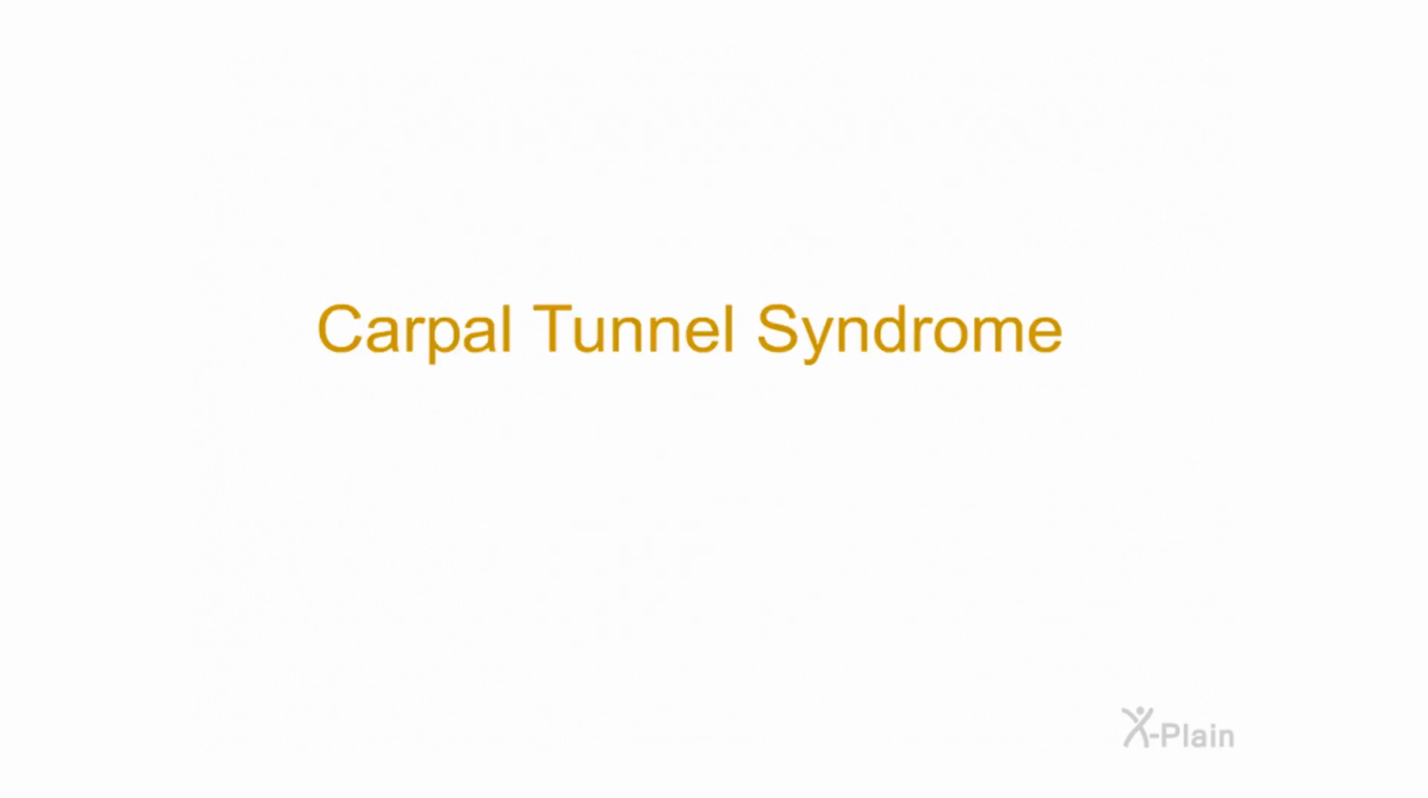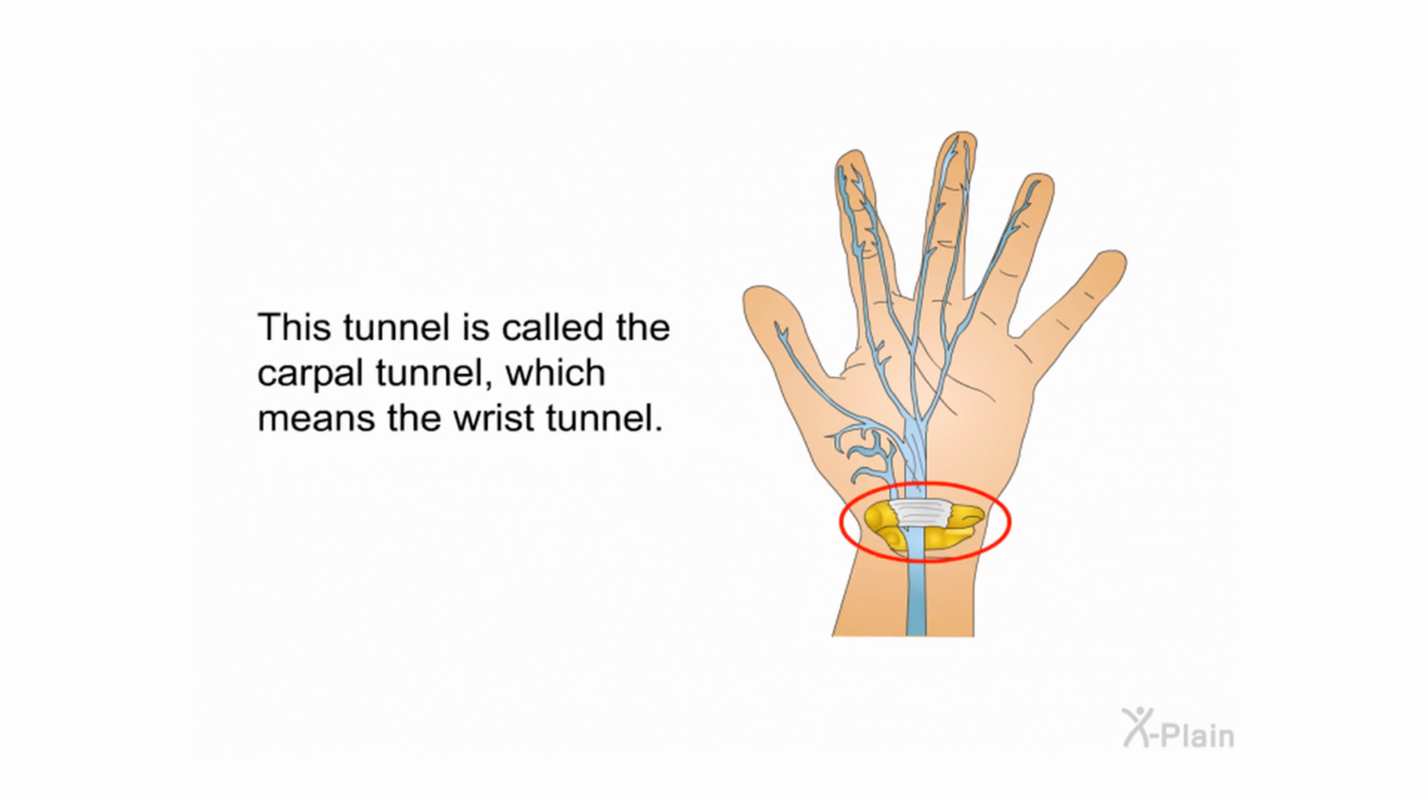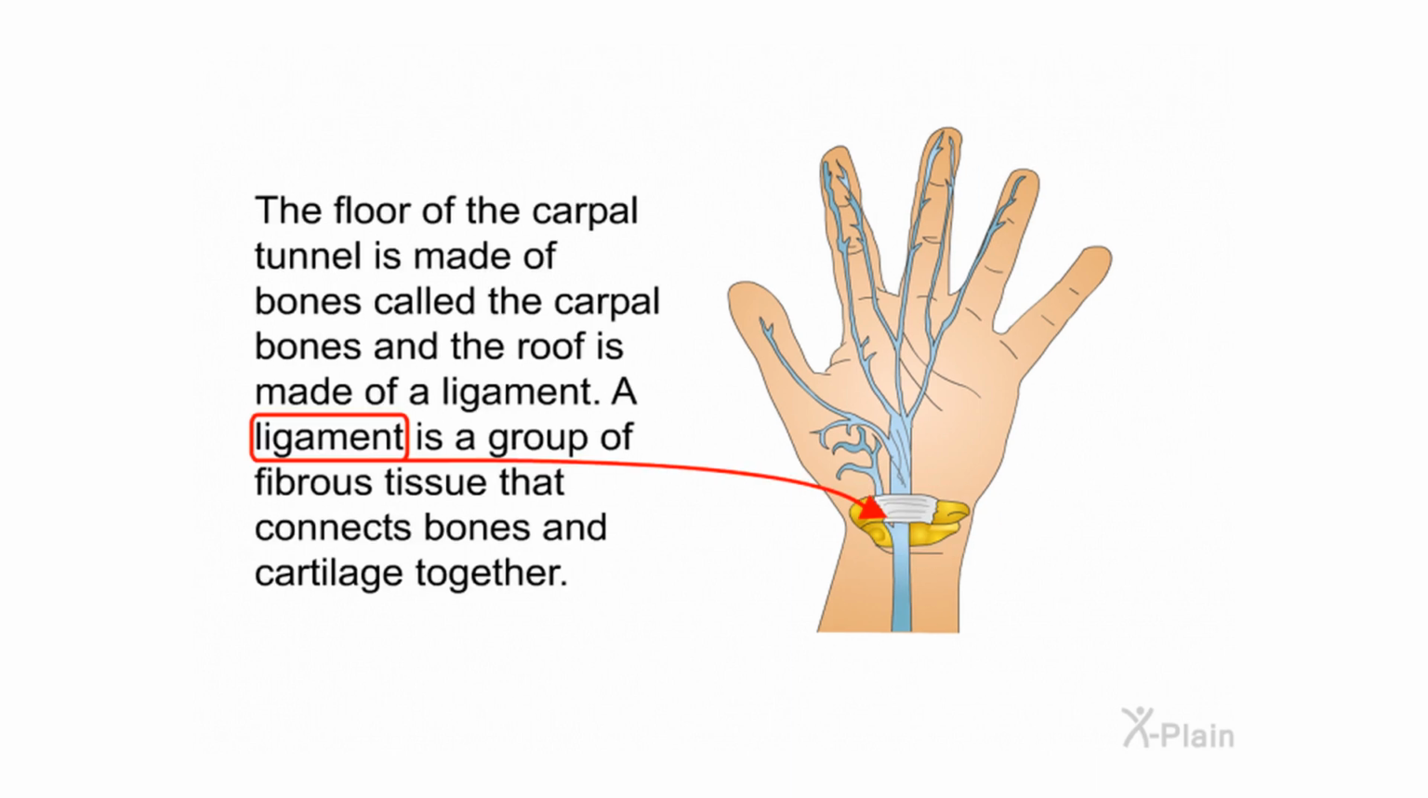Carpal tunnel syndrome. A major nerve, called the median nerve, passes through a narrow tunnel at the wrist. This tunnel is called the carpal tunnel, which means the wrist tunnel. The floor of the carpal tunnel is made of bones called the carpal bones, and the roof is made of a ligament. A ligament is a group of fibrous tissue that connects bones and cartilage together.